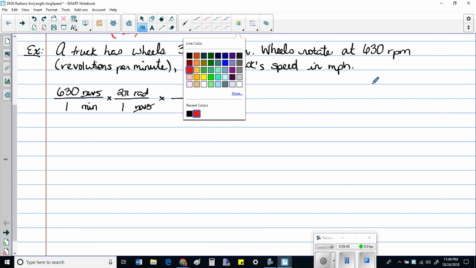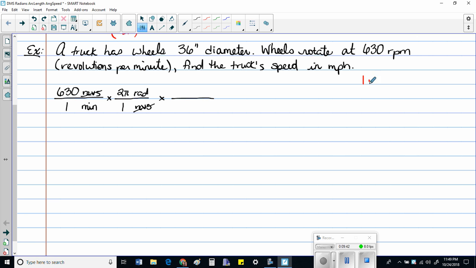So 1 radian equals the arc of the same length as the radius. Not pi radians, 1 radian.